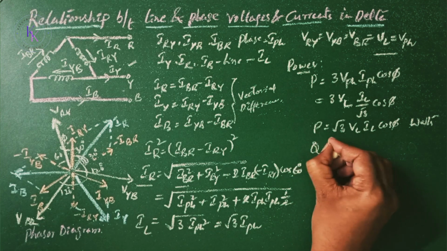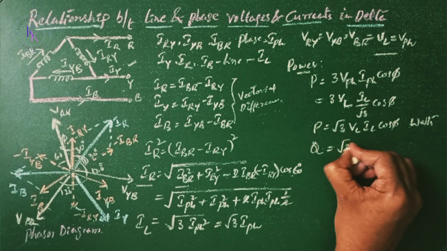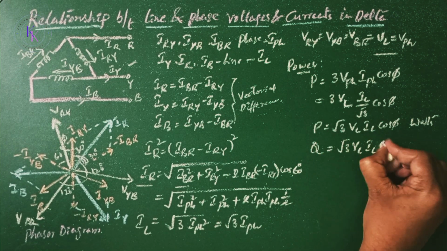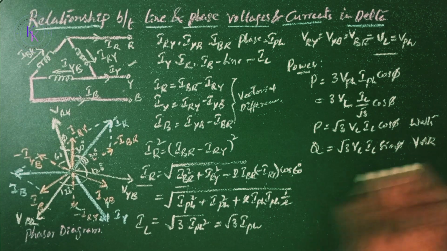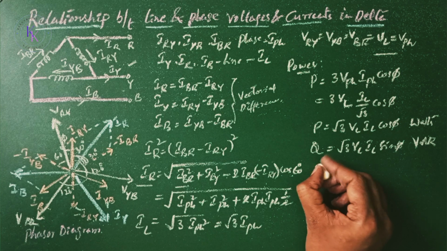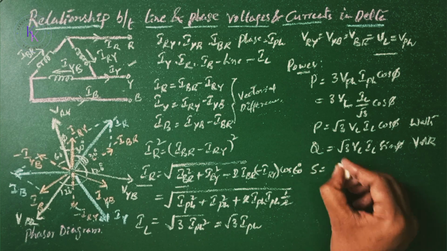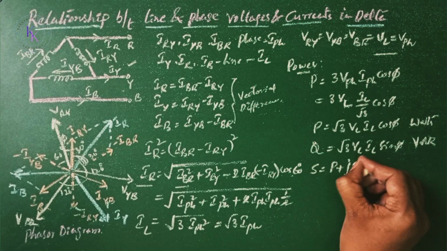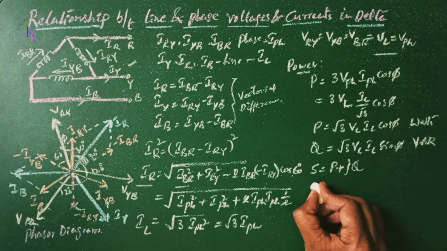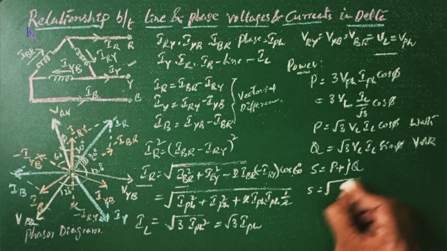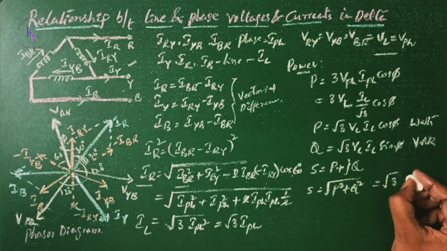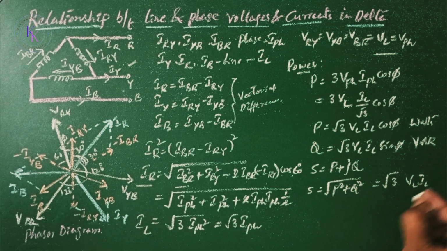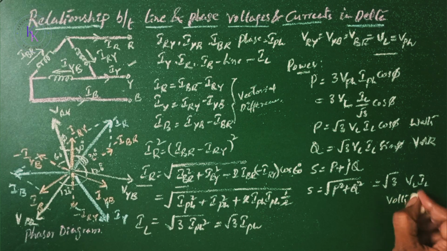Now reactive power Q is given by root 3 times V_L I_L sin phi. This is in VAR. Then complex power or apparent power S is given by real power P plus j reactive power Q. Then S is given by the square root of P square plus Q square. If you find this, then you are going to get root 3 times V_L I_L. This is in volt-amperes.